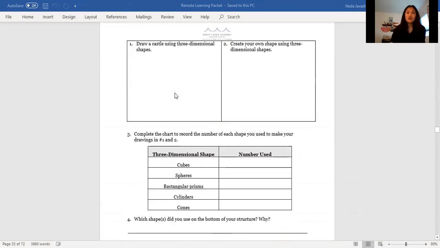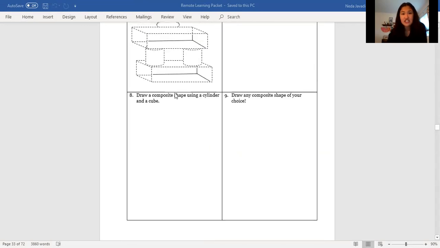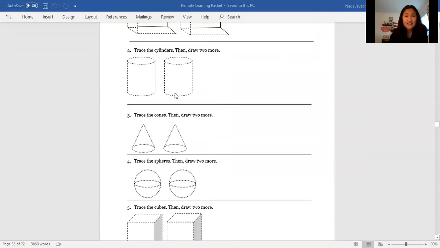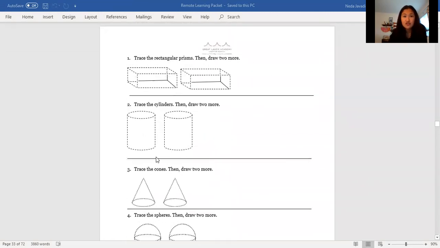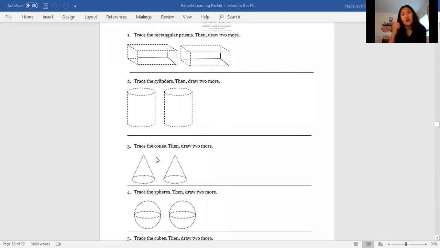Go ahead and turn the page. For the next few problems, you are going to be following the directions on each question and trying your best. If you need help remembering what each shape looks like, go back to the page where you traced and drew each shape, and that will help remind you of what each shape looks like. You got this. Good luck.